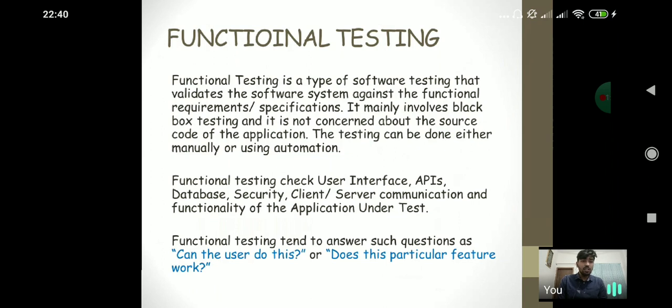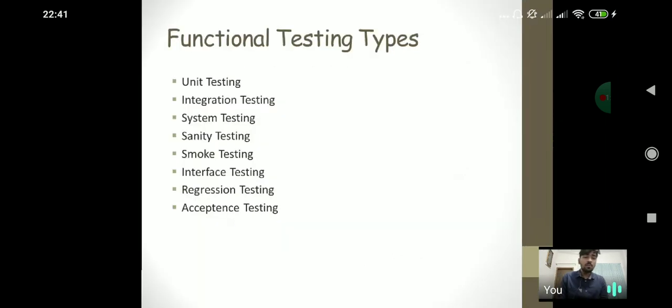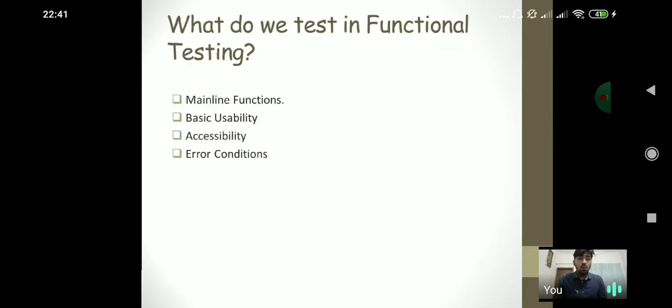Functional testing checks the user interface, APIs, database, security, client or server communication, and functionality of the application under test. Functional testing tends to answer such questions as: can the user do this, or does this particular feature work? Functional testing is of many types such as unit testing, integration testing, system testing, sanity testing, smoke testing, interface testing, regression testing, and acceptance testing. What do we test in functional testing? We mainly test mainline functions, basic usability, accessibility, and error conditions.